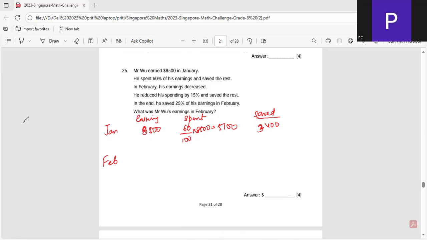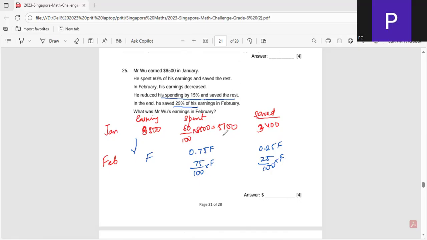So assuming his February earnings are, say, F. He saved 25% of his earnings, so he saved 0.25 of F. That means he spent 0.75 of F, which is 75% of F, and 25% of F is 0.25F. So this is the information. Now we need to find a correlation. In February, his earnings decreased, and he reduced his spending by 15%.